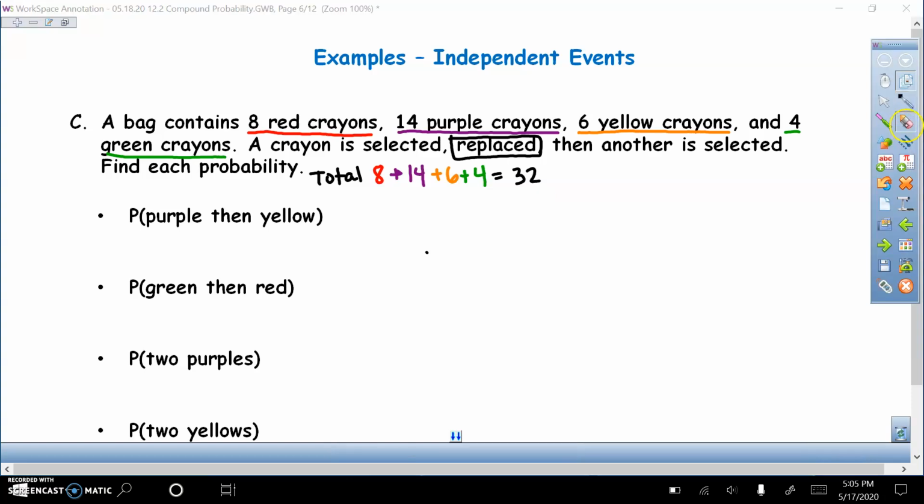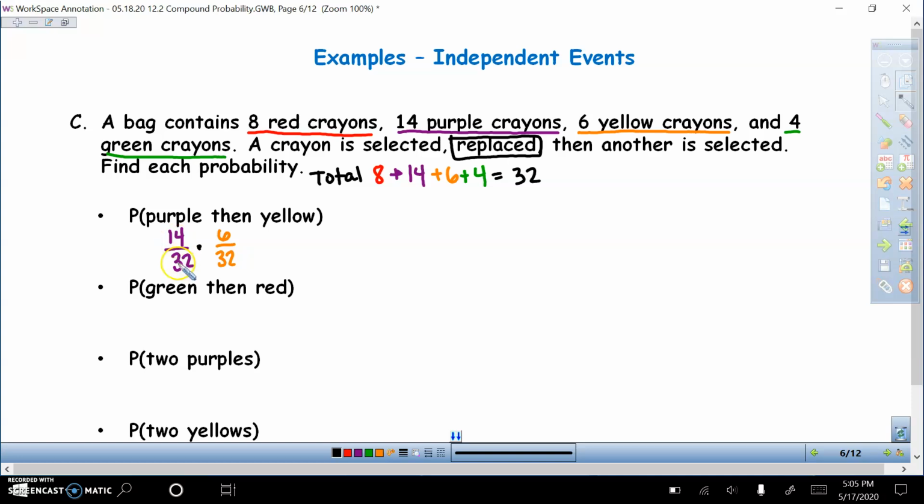So in this first example, we're looking for the probability of drawing a purple and then a yellow. So the probability of drawing a purple, I have 14 purple crayons out of 32 total crayons, times the probability of then drawing a yellow, I have 6 yellow out of 32 total crayons. And then before you go to the next step and multiply straight across, because these numbers would be very large, it's actually easier to simplify now and then multiply.